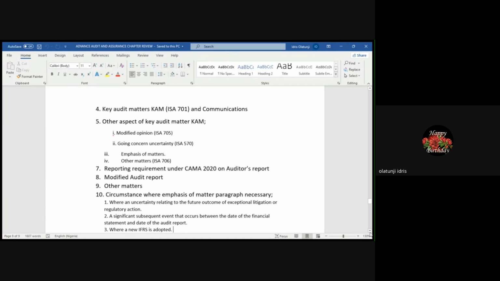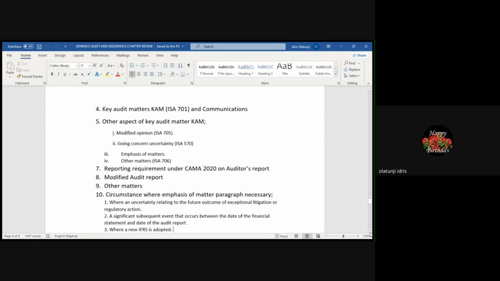So, how do you communicate the key audit matter? The communication of key audit matter, how do you communicate it? We communicate the matter to the people in charge of governance for them to know what they are going to do about it. So the other aspect of key audit matter can be modified opinion. Modified opinion is an opinion paragraph that requires the auditor to explain the basis of modification. That is a modification paragraph rather than key audit matter. Now, let me explain. I think we have time to explain more about this now.